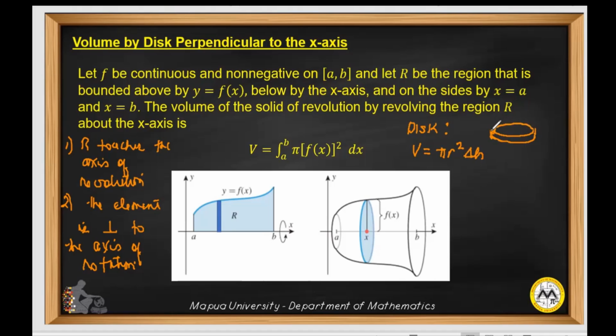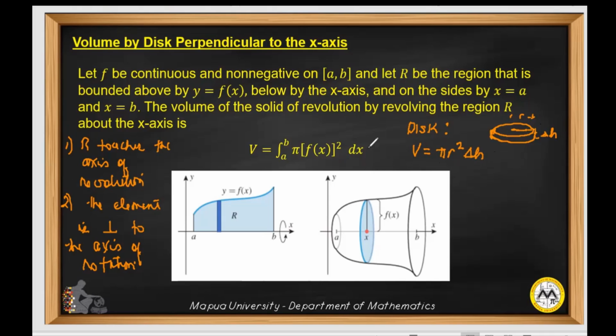We have a circular disc. The center of the disc is here, and we will consider the radius r, and this is the thickness delta h. So the volume of the disk is equal to the area of this surface, the base, times the height, which is equal to the thickness. So volume of the disk is equal to pi r squared times the thickness delta h.